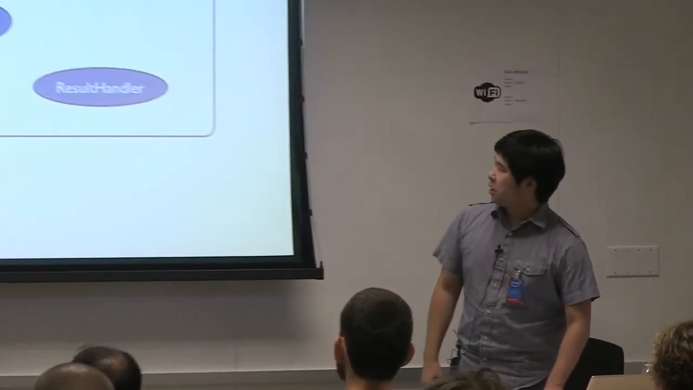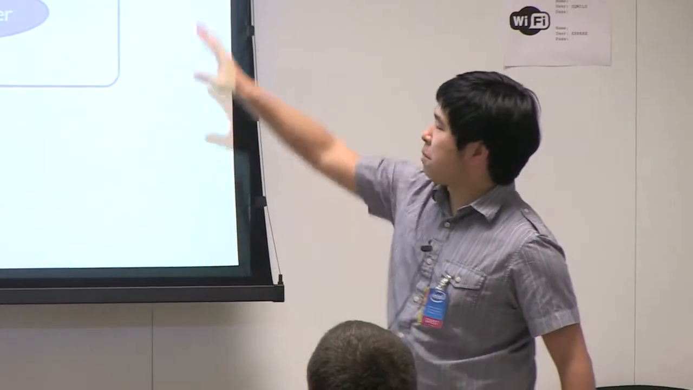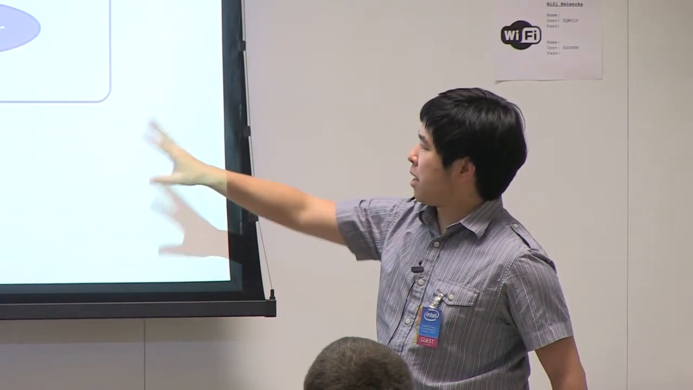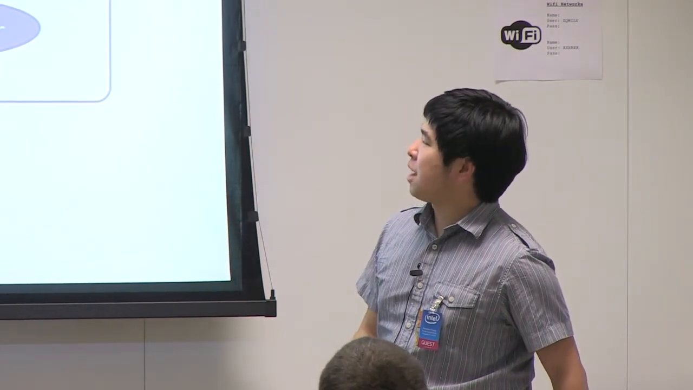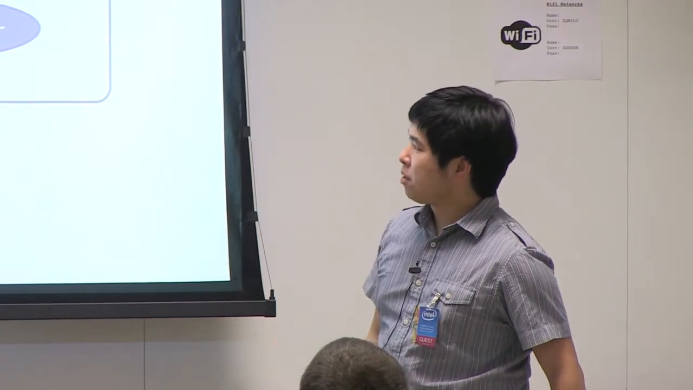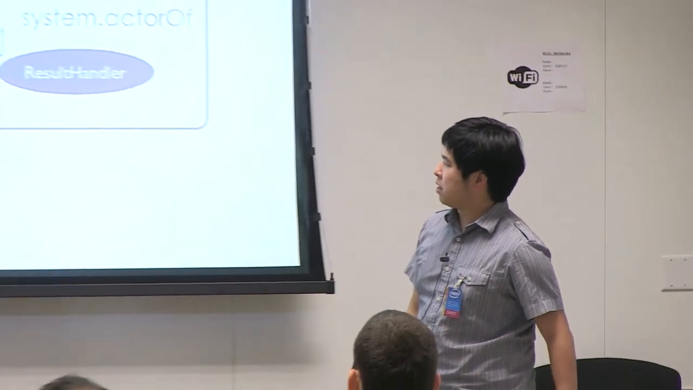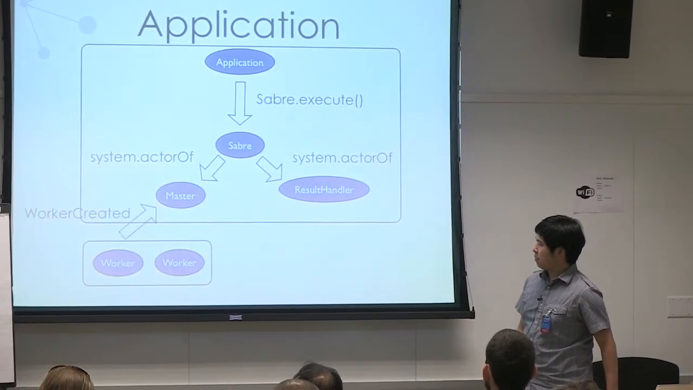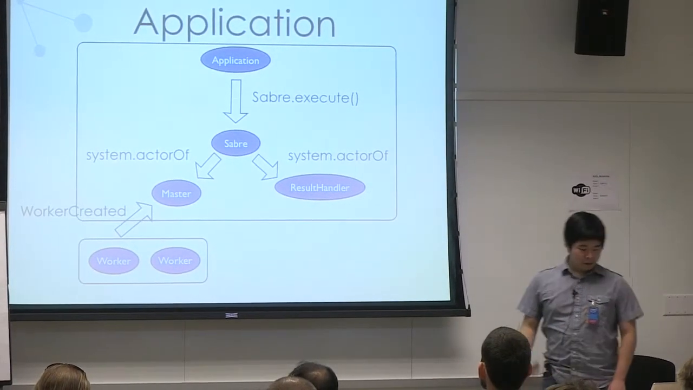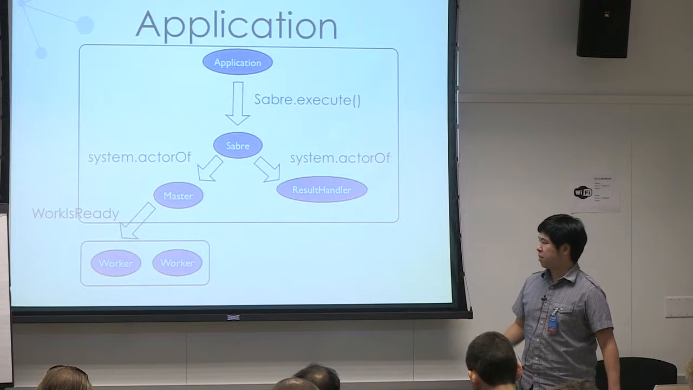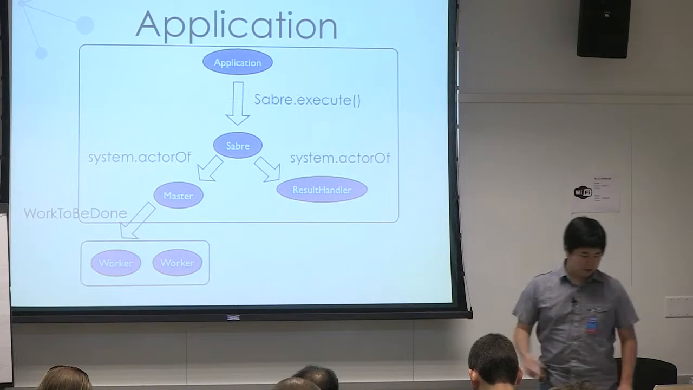And so the general flow of the application looks a bit like this. You have the application on top, which in that last example would have been the degree application. You have Saber, and you have the master and result handler. The application calls saber.execute. That will spawn the Saber actor system. Saber will then spawn a master and a result handler. Once that's all set up, workers can begin spawning and registering themselves with the master. They'll have a worker created message. The master will say, do this algorithm, followed by a work is ready message. The worker will request work, and the master will give it the work to do.